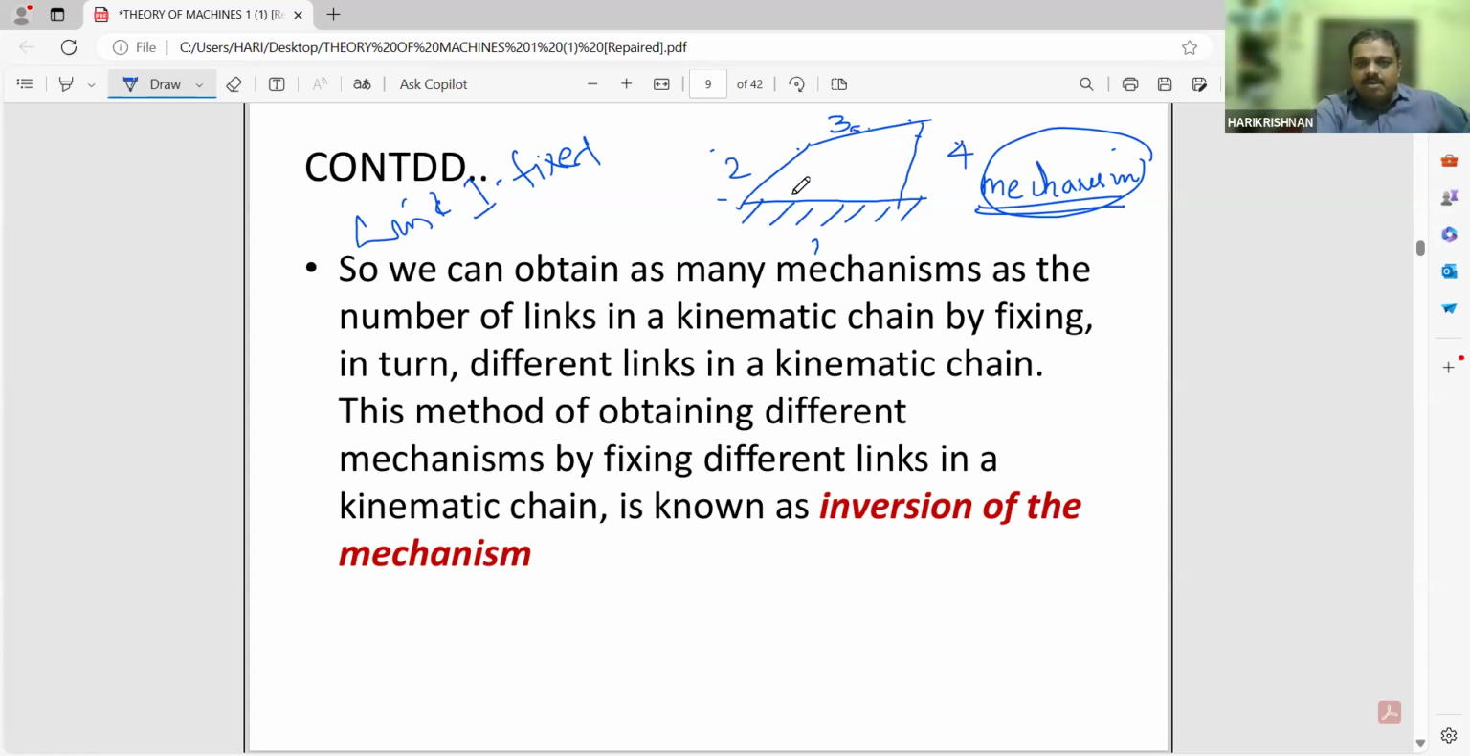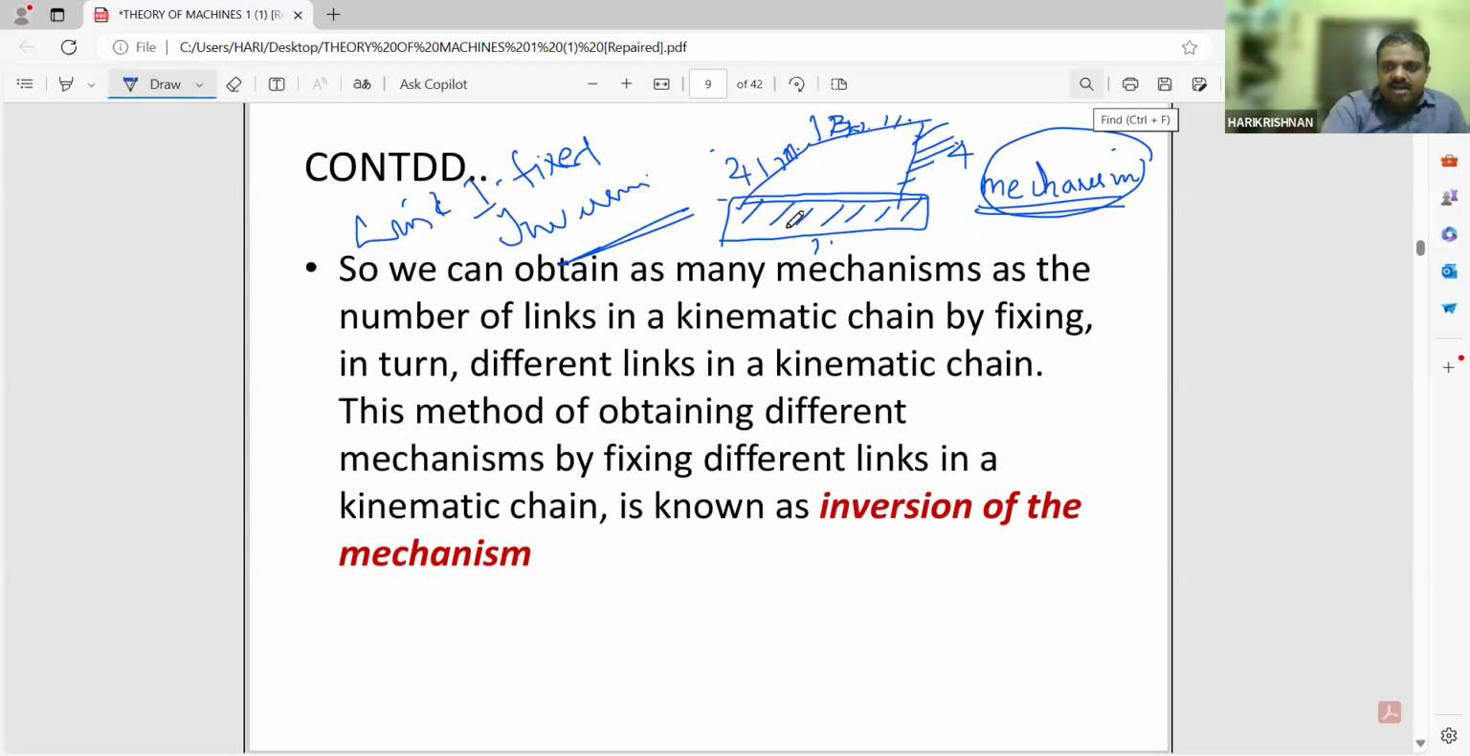What I mean by inversion of mechanism is that we change this fixed link. Now, if 1 is the fixed link, and you fix 2, we get one inversion. When you change it to 3, you get another inversion, and when you change it to 4, you get another inversion. These are known as inversions. When we change the fixed link of a mechanism, we get inversions of the mechanism. So a mechanism is formed when one link gets fixed, and when we change that fixed link, we form inversions of the mechanism.